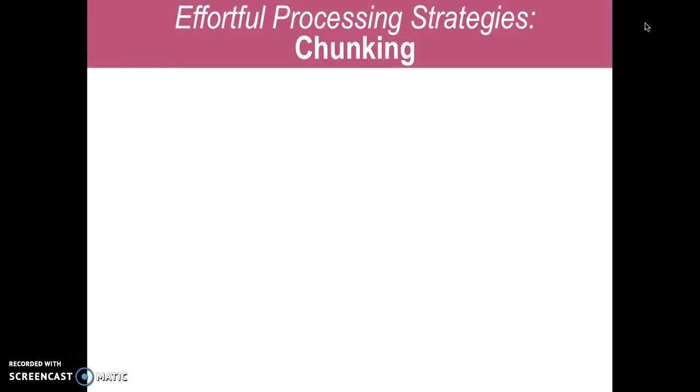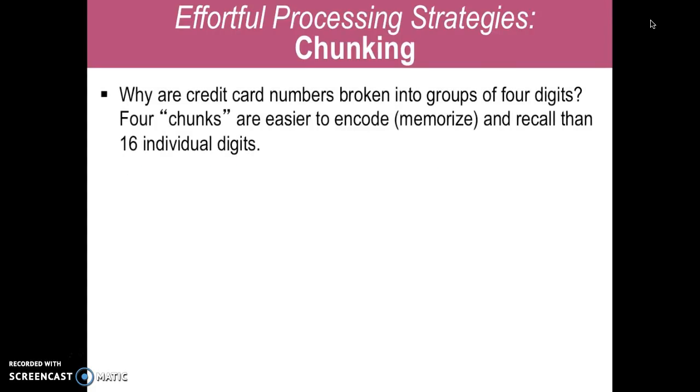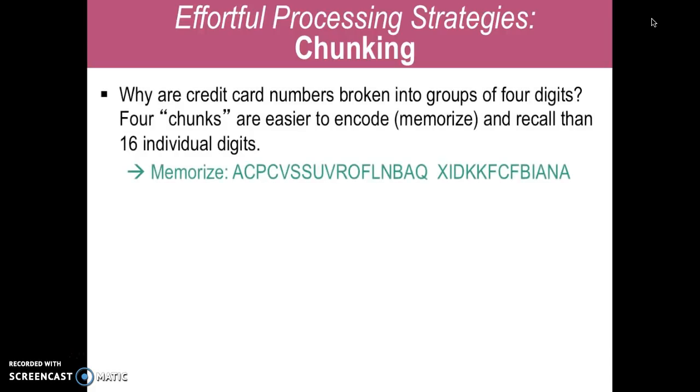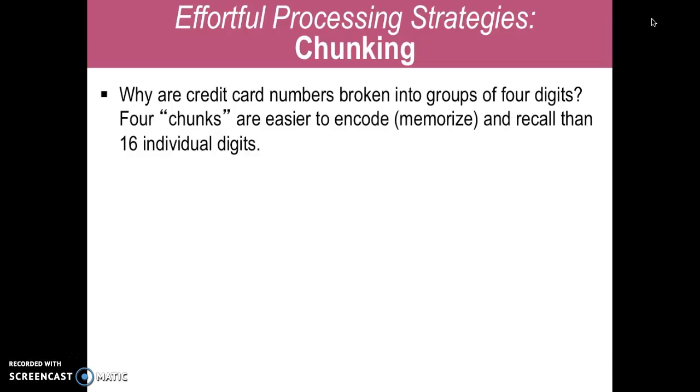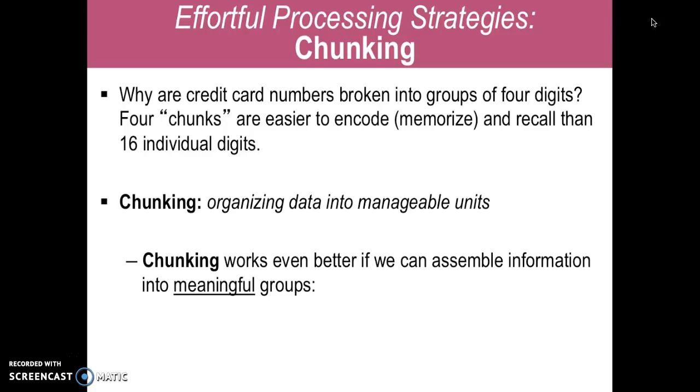So the first one is chunking. This is one of my favorites. All right. We are able to memorize credit card numbers. So what I want you guys to do is try to figure out, how can you remember ACP, CVS, SUV, ROFL? Can you memorize that? Probably not, right? Because it takes a little bit of effort. So what you got to do is you got to chunk it. You got to organize it into manageable units. Okay? So for instance, you could chunk it into meaningful groups.